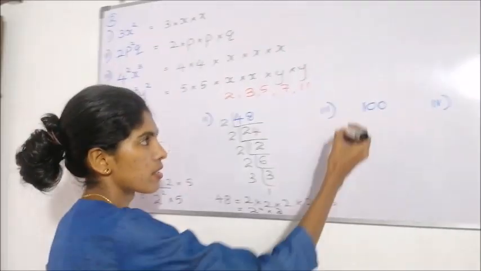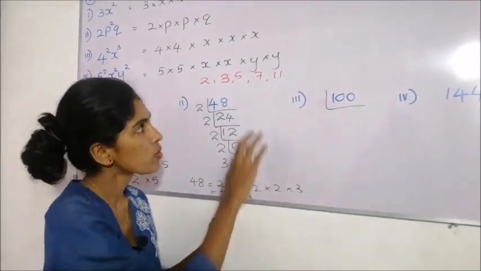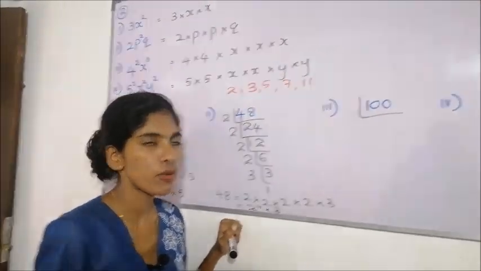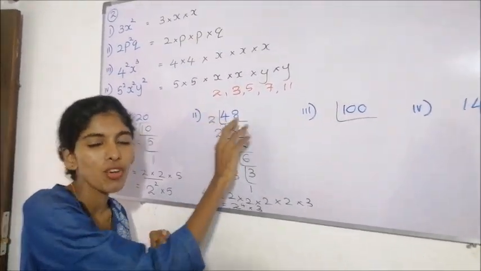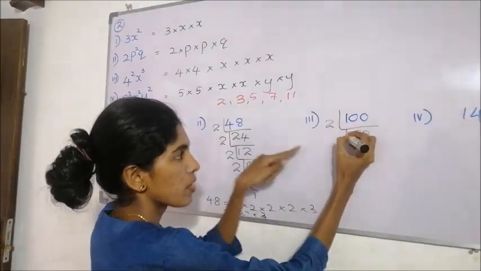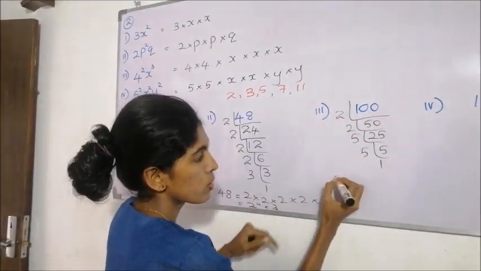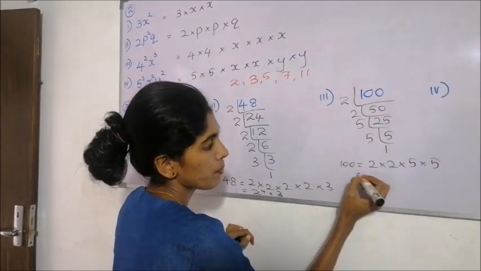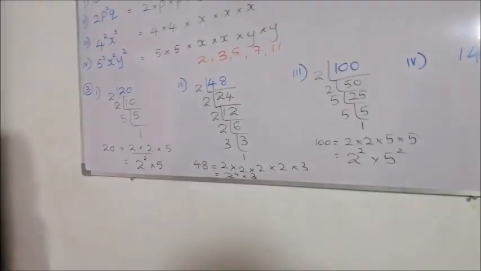Next 100. We know that 100 is divisible by 5 and 2 both. But children, don't start from 5. That is not the way. Of course, the same answer will come, but there is a way of getting an answer in mathematics, okay? So, usually from the smallest one only we need to start division, okay? So, by 2 I am dividing 50. Again by 2, 25. Now by 5. Again by 5. So, this 100 can be written as 2 into 2 into 5 into 5. So this can be written as 2 squared into 5 squared, product of powers.